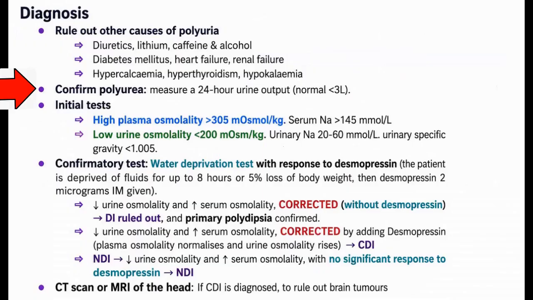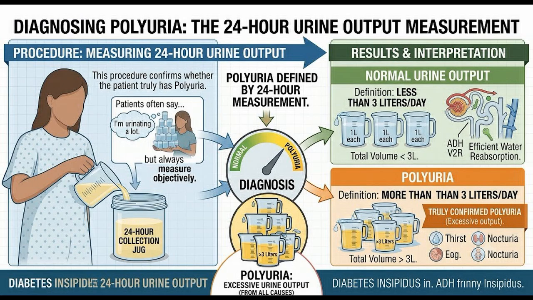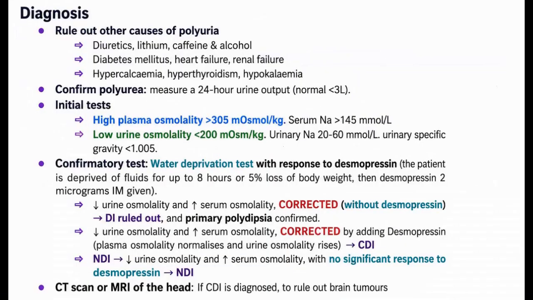Step 2. Confirm polyuria. Measure a 24-hour urine output. This confirms whether the patient truly has polyuria. Normal urine output is less than 3 liters per day. Polyuria. More than 3 liters per day. Remember, patients often say, "I'm urinating a lot." Always measure objectively.